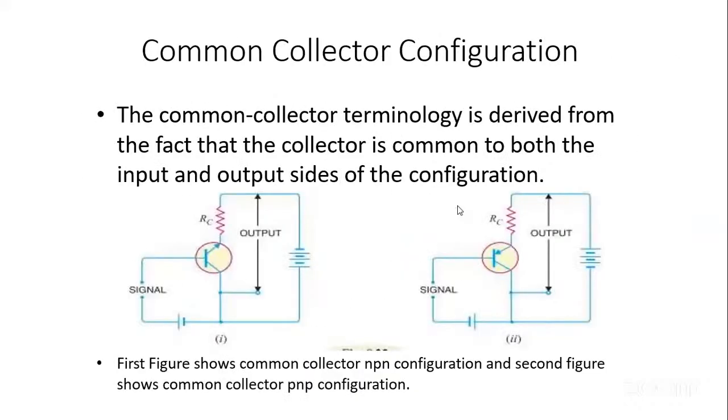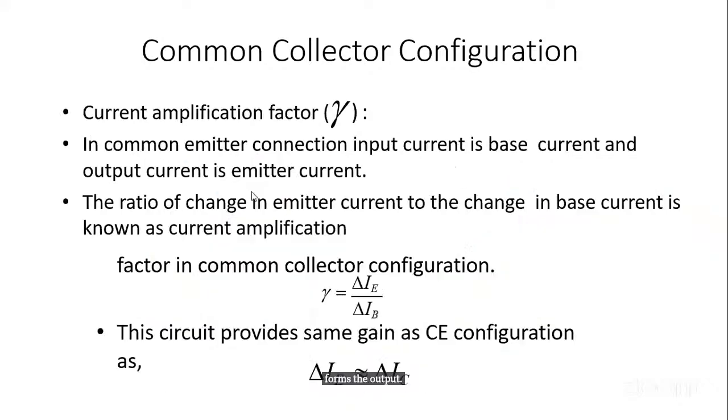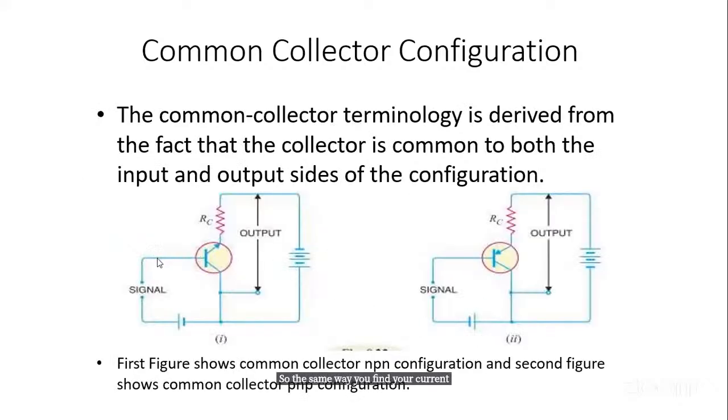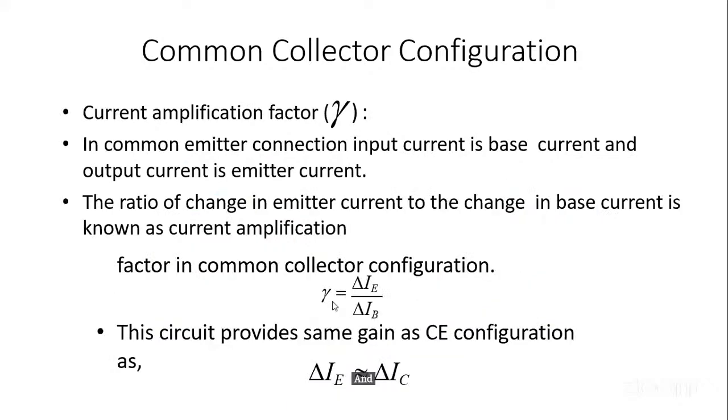The last one is the common collector configuration. If you look at the transistor diagram, you see the emitter is pointing up. The collector is pointing down, grounded. This time, the base and the collector form the input, while the emitter and the collector form the output. The same way you find their current amplification: the input is IB, the output current is IE. So current amplification becomes IE over IB, and that is gamma.